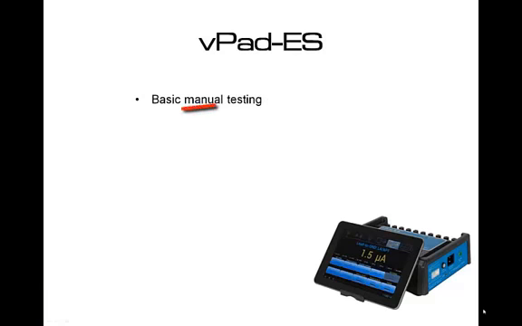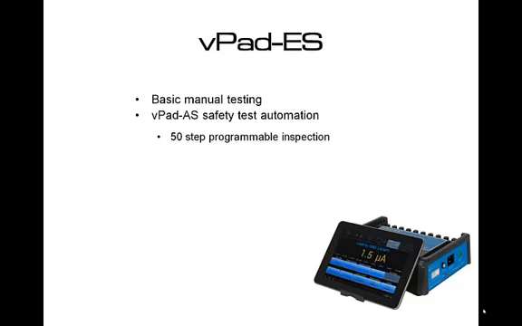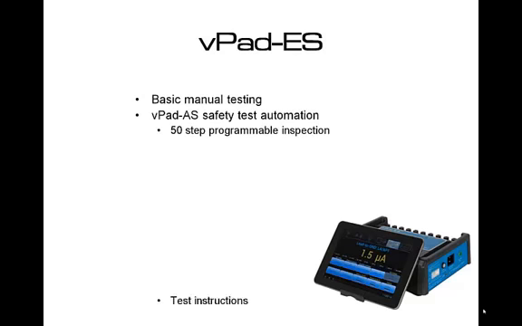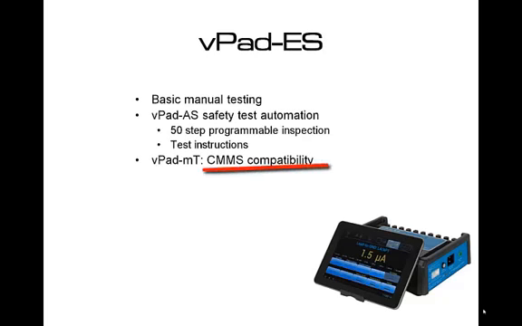vPad-ES at its basic level is a manual safety tester in which individual measurements may be taken and added to a test record. Through the use of apps, the capabilities of vPad-ES can be expanded to include safety test automation. These auto sequences can also include a 50-step programmable inspection protocol and even setup test instructions with pictures or video. The next level of automation is the vPad-MT app, which provides CMMS compatibility to many CMMS systems, including Medimizer.